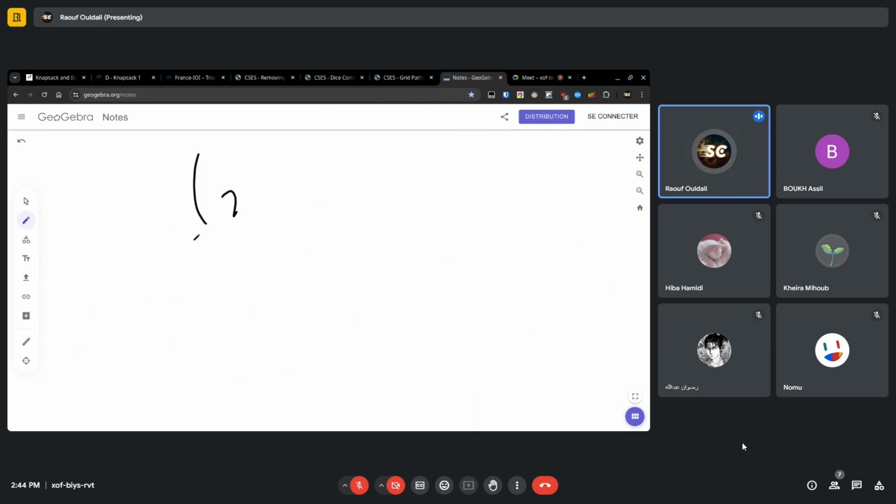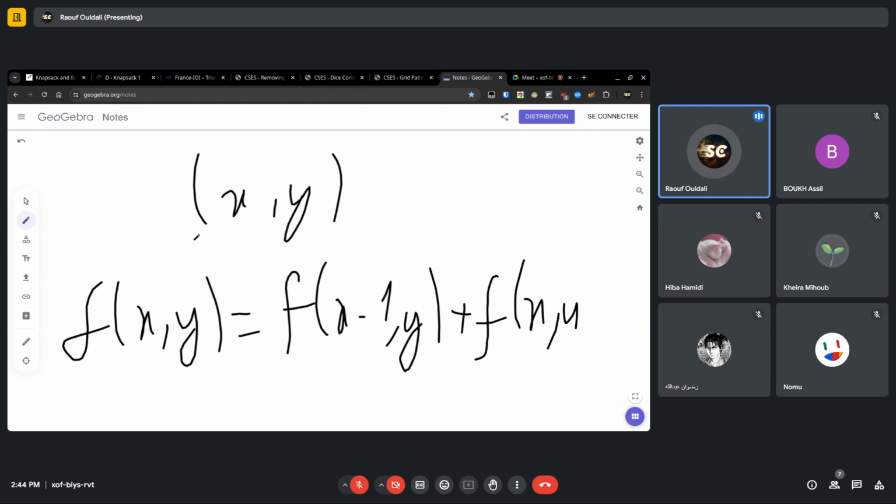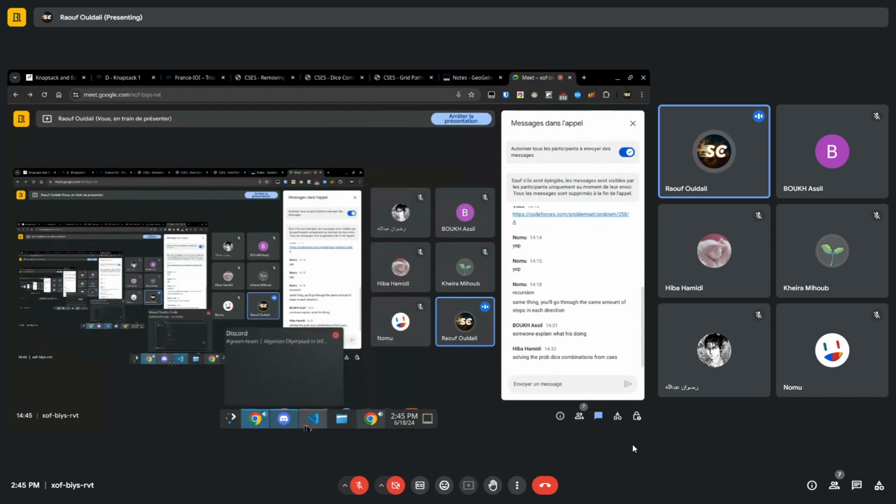So if we have a point with coordinate x y, then f of x y is equal to f of x minus 1, y, plus f of x, y minus 1. And if this point is a trap, then it's obviously equal to 0. Did everyone get the idea? Oh yes, I forgot to send the solve of this, of course.